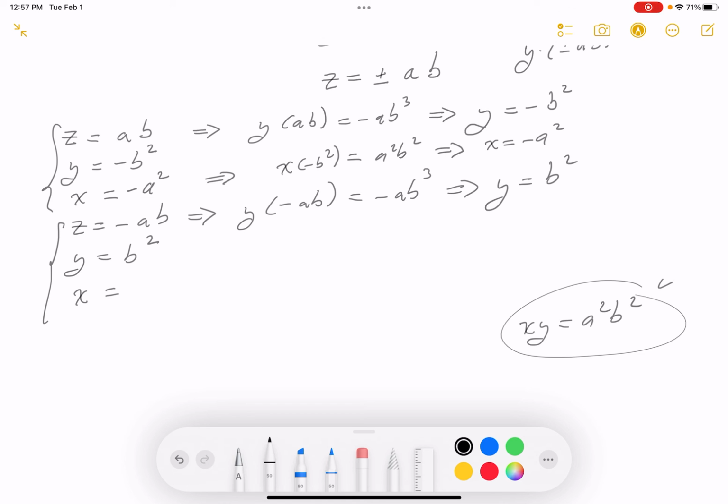And what do you get over here? Again, I'm still using this over here. And this would be x times b squared equals a squared b squared. And what's that going to give you? That's pretty simple. It's going to give you x equals a squared.